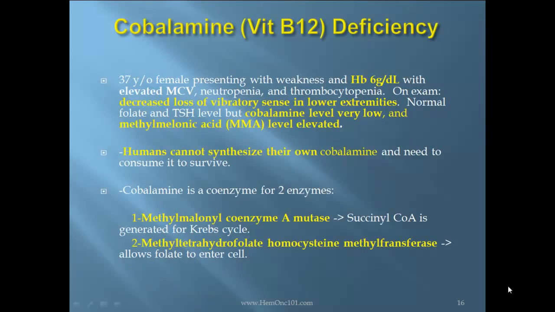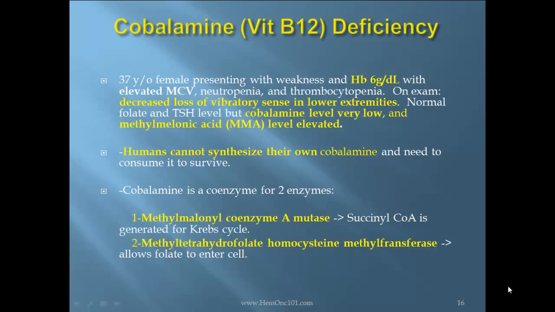Cobalamin B12 deficiency. Case report. 37-year-old female presenting with weakness and hemoglobin of 6, with elevated MCV, neutropenia, and thrombocytopenia, because B12 deficiency will eventually lead to pancytopenia. On exam, there's decreased vibratory sense in the lower extremities, normal folate and TSH level, but cobalamin level very low, and methylmalonic acid, the MMA level, elevated.